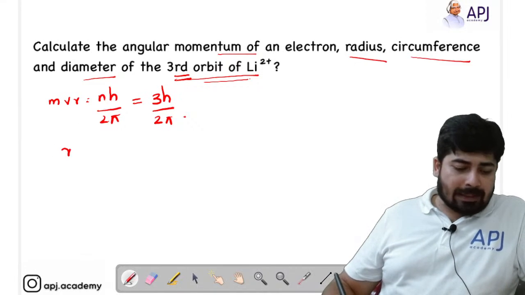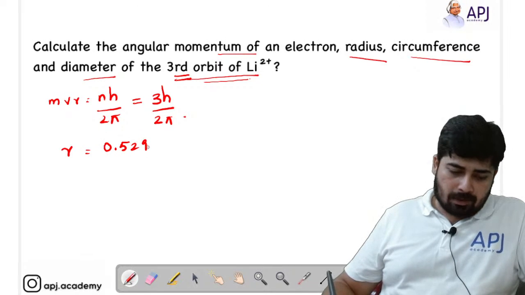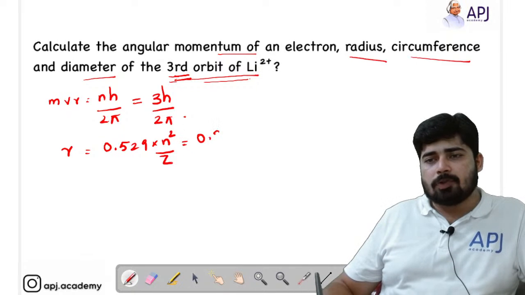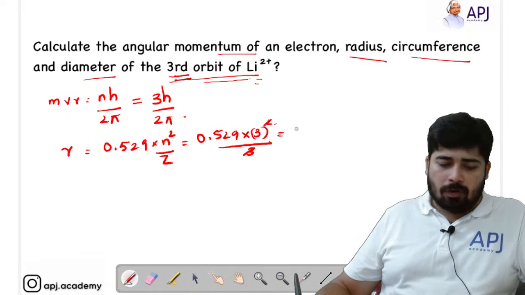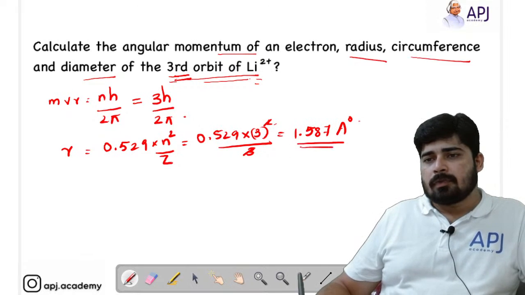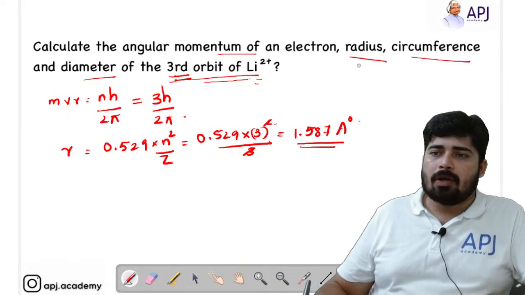Now you have to find out the radius. We know the formula, radius is equal to 0.529 n square by z. What is the value of n? That is 3, already given here. So 0.529 into n square, that is 3 square, divided by z. The atomic number of lithium is 3. I can cancel this and we get a value of 1.587 Armstrong. That is 0.529 into 3 equal to 1.587 Armstrong. So I got the radius.